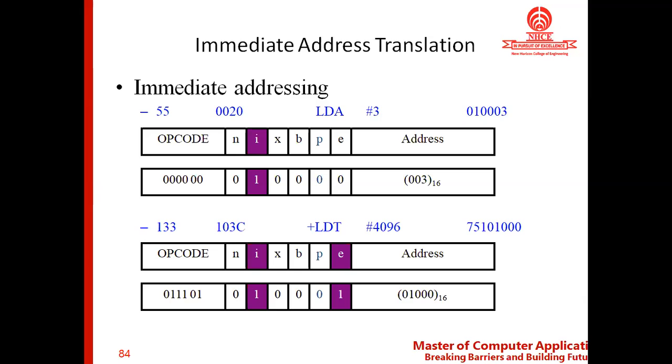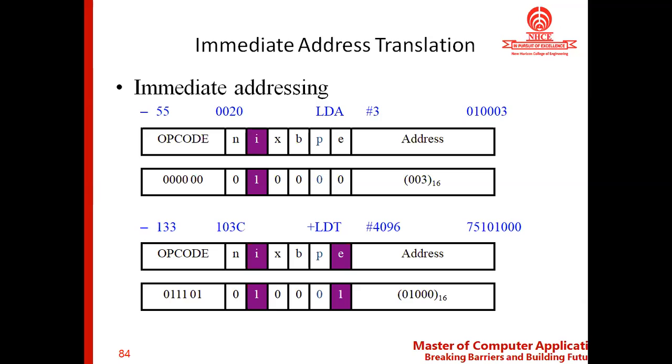Coming to the second instruction, we have LDT #4096. Now the LDT opcode mentioned here is 0111, which is nothing but 7, and we have 0100, which is nothing but 4.